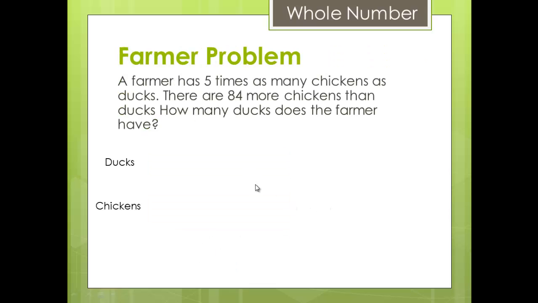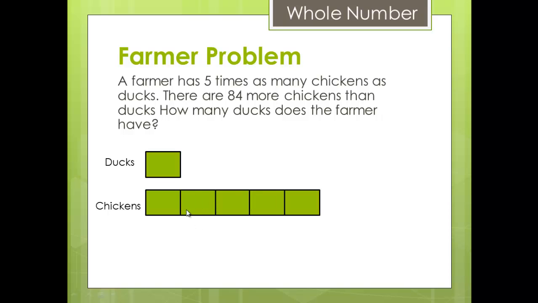So this question here: the farmer has 5 times as many chickens as ducks. There are 84 more chickens than ducks. How many ducks does the farmer have? Well, again, we can represent that by using our model. So we've got one box there for a duck. We've got 5 times as many chickens as ducks, so there'll be 5 boxes there. And we know that there are 84 more chickens than ducks, so we can represent that distance there as 84.